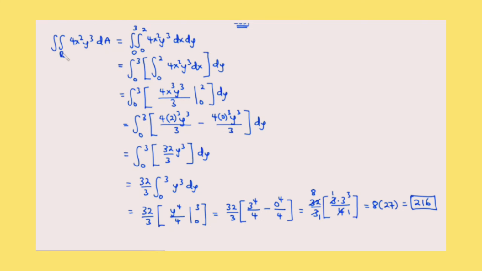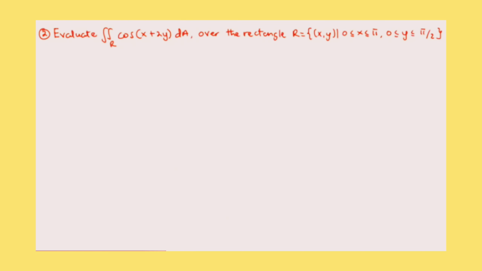Now let's move on as we take the second example. So to example 2, we are also going to evaluate this double integral over the region R, specified as the set of all ordered pairs xy such that 0 is less than or equal to x is less than or equal to pi, 0 is less than or equal to y is less than or equal to pi on 2.